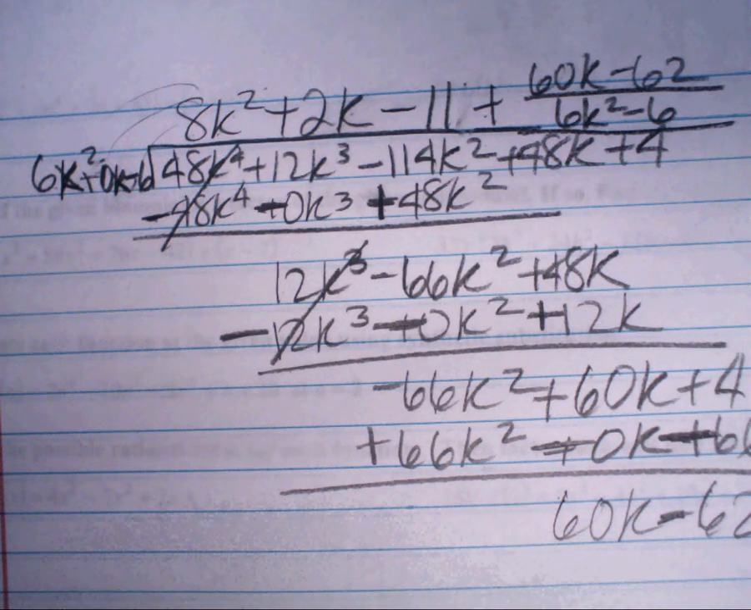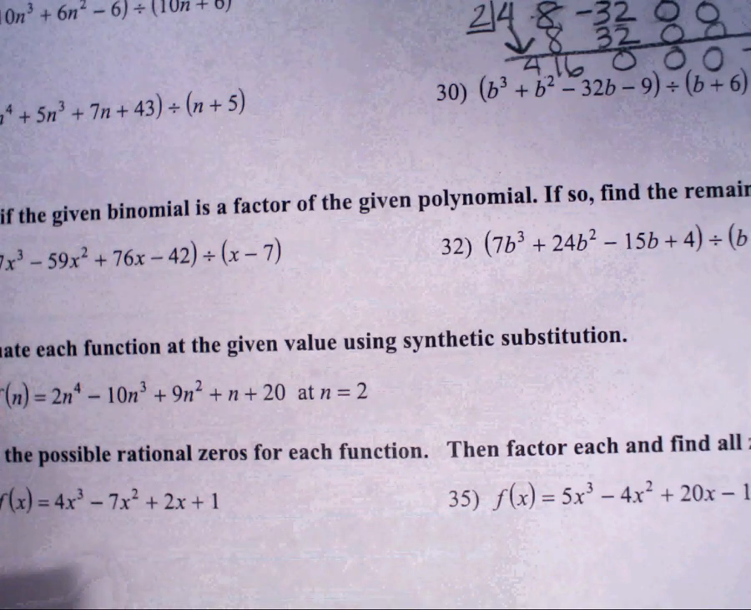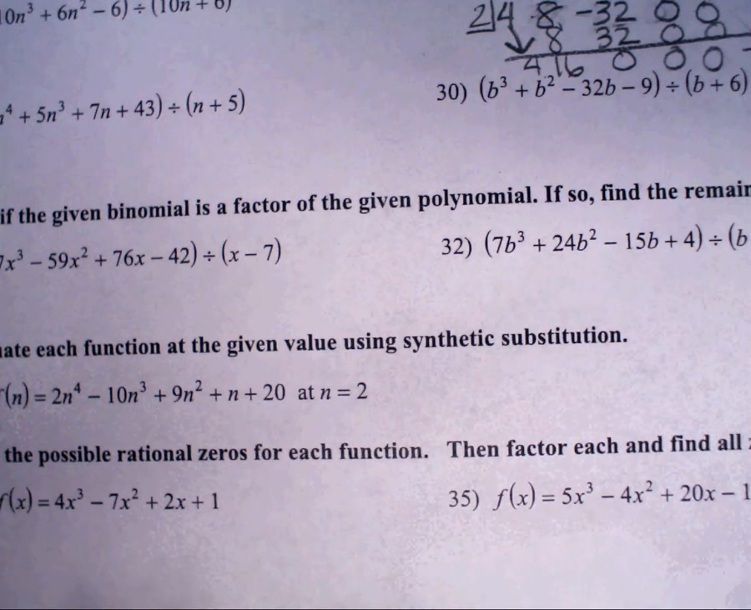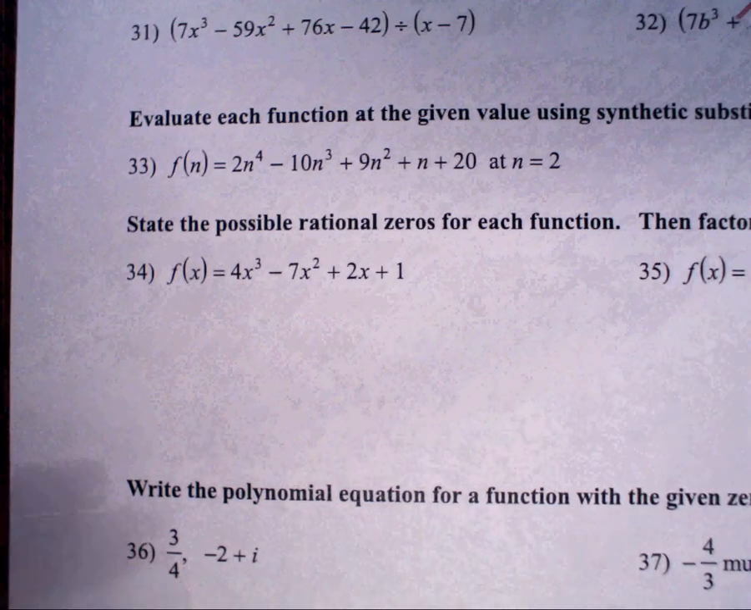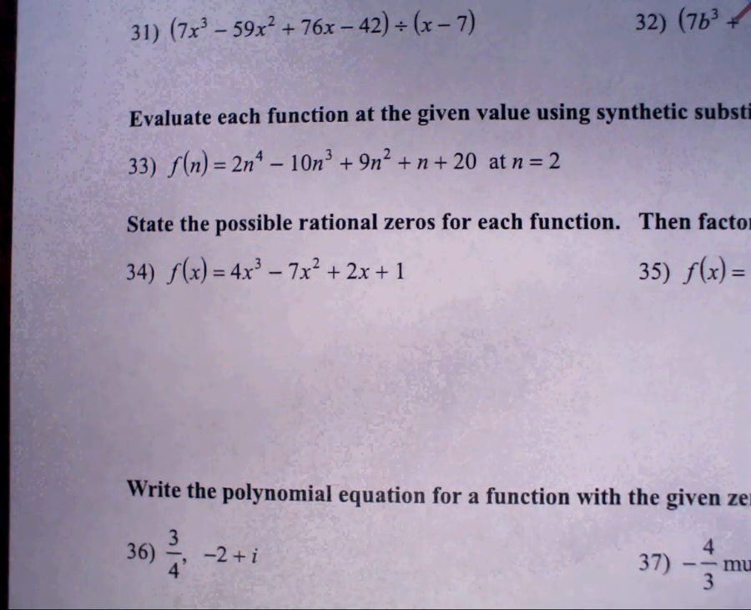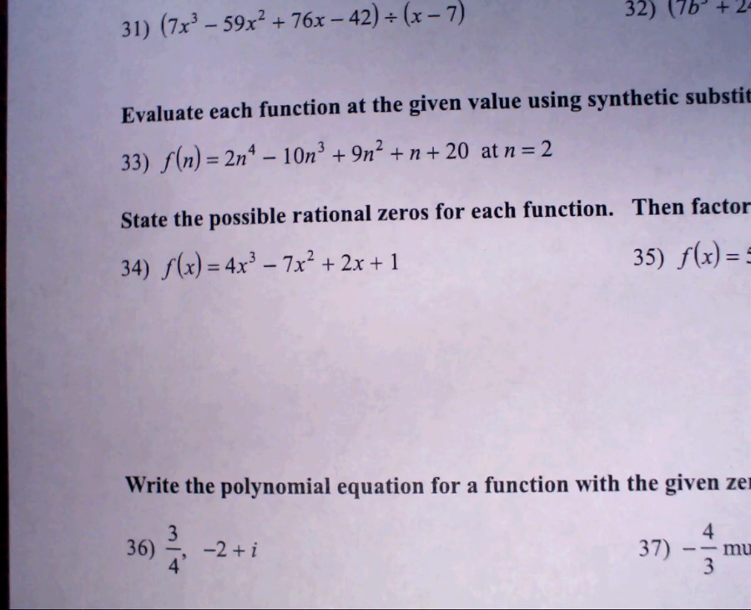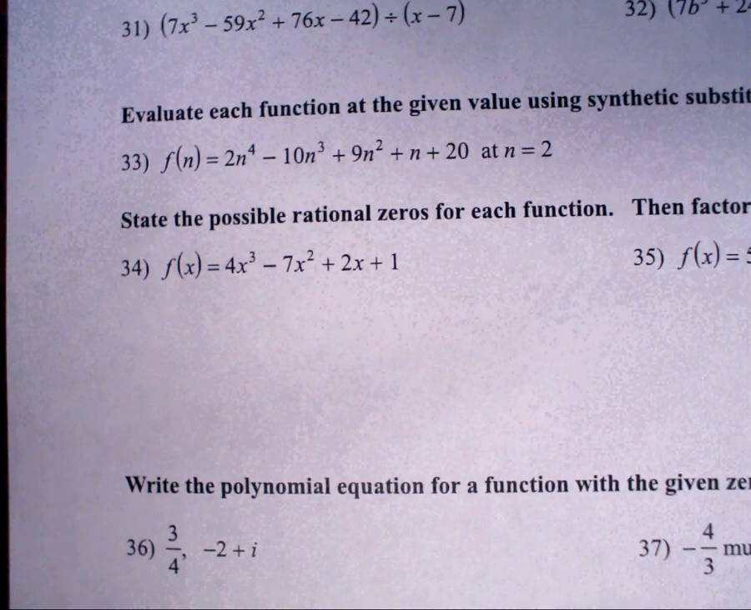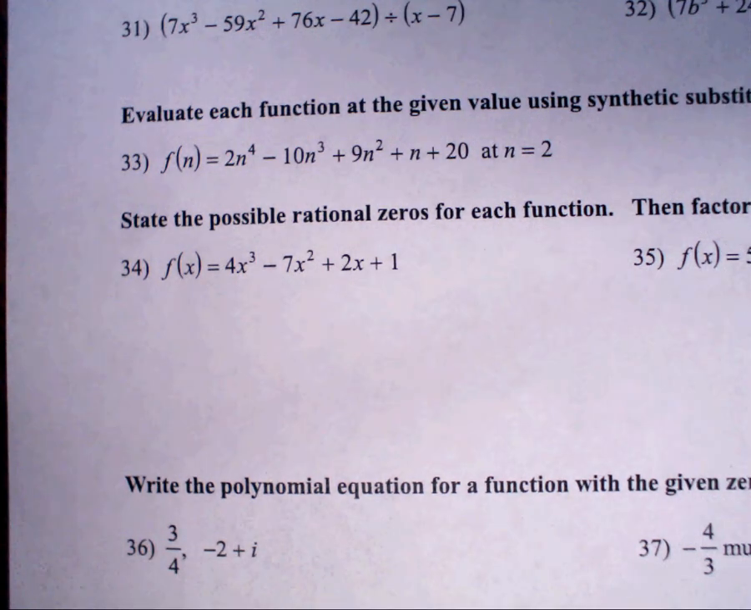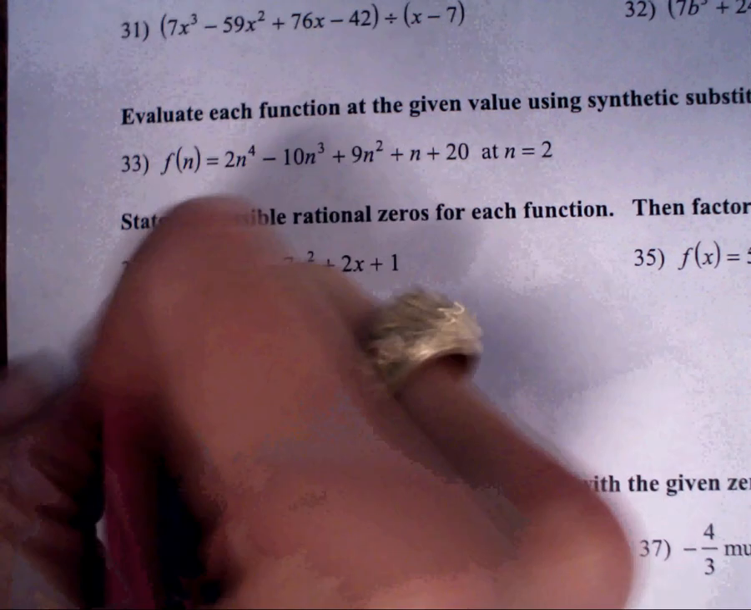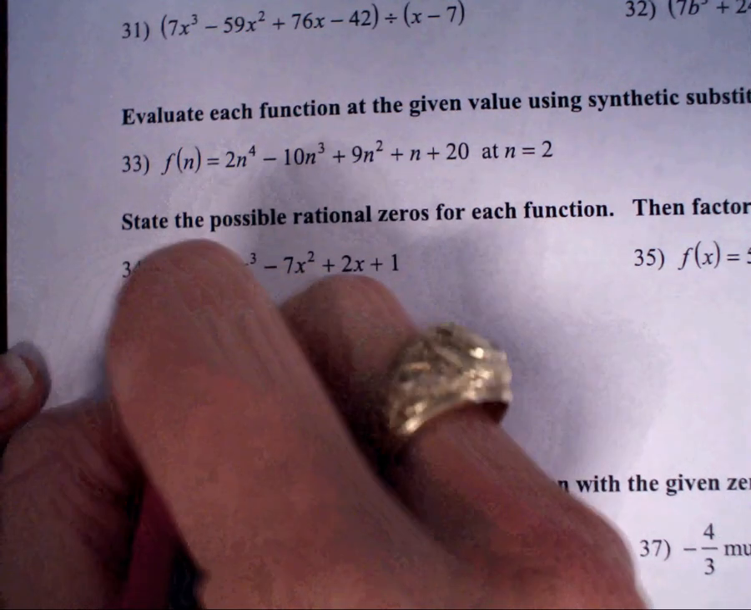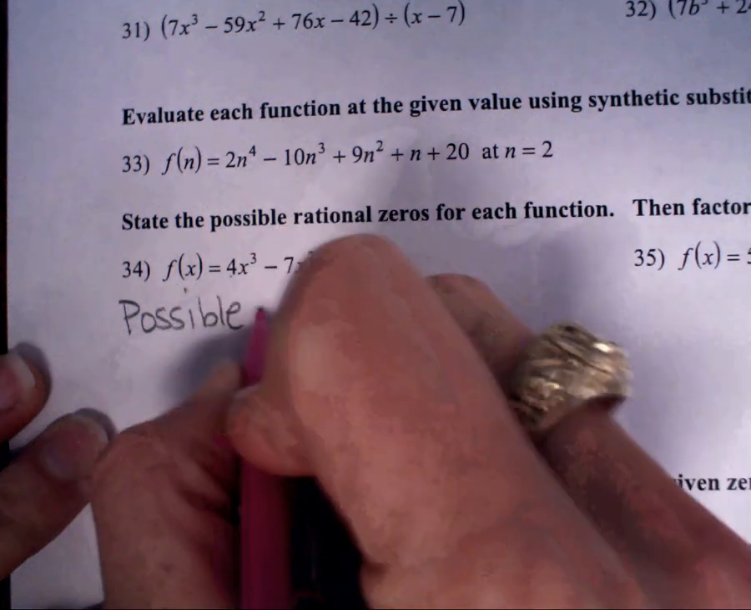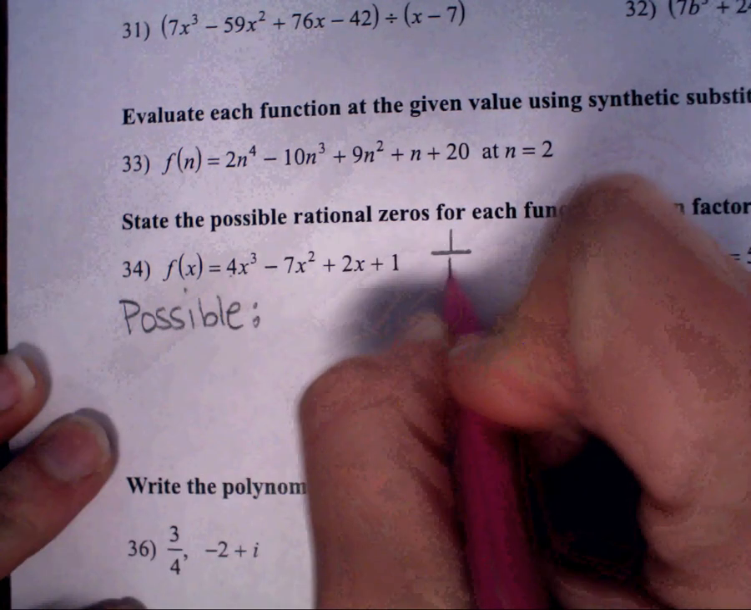All right, so let's look at our next one. We have 34. With possible, it says state possible rational roots and then find them. Then factor and find all roots. So if you can factor, you want to factor. I can't factor number 34. So my possible ones are factors of 1 over factors of 4. So 1 over 4 would be 1, and then 1, 2, and 4 are factors of 4.